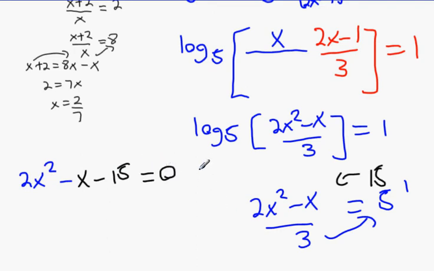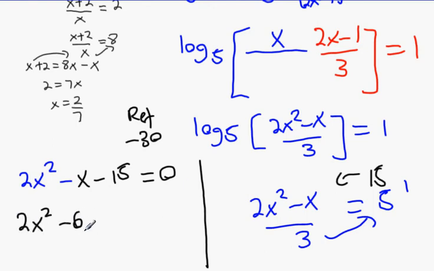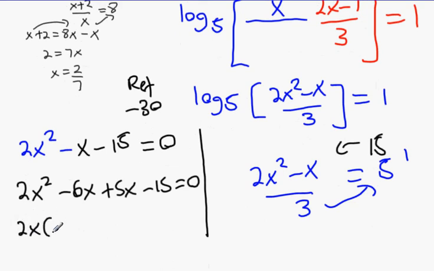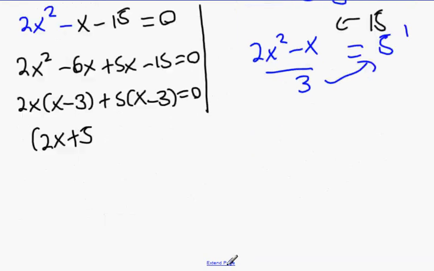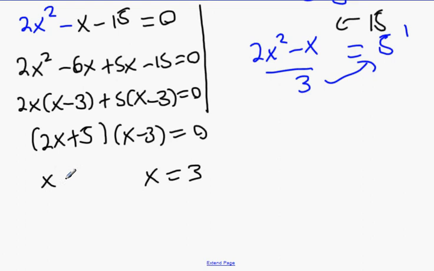Need a reference number? Reference number is going to be minus 30, and minus 30 will break up nicely into minus 6x and plus 5x. So 2x squared minus 6x plus 5x minus 15 equals 0. Then we're going to factorize out 2x bracket x minus 3 plus 5 bracket x minus 3 equals 0. Then we're going to get 2x plus 5, x minus 3 equals 0. The answer is x equals 3 or x equals minus 5 over 2.